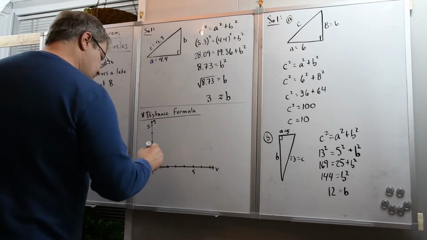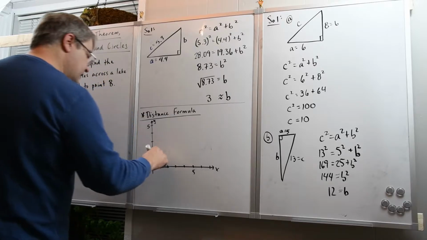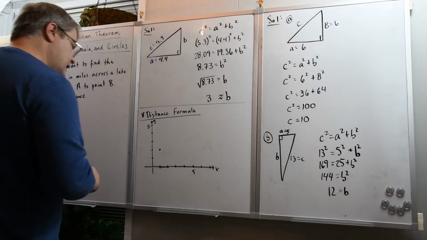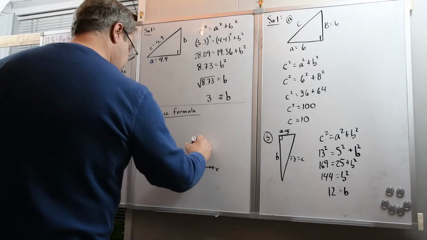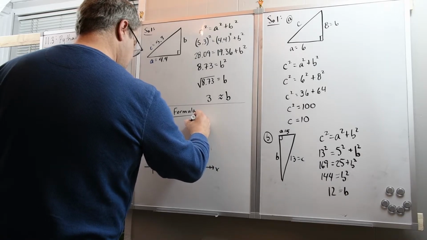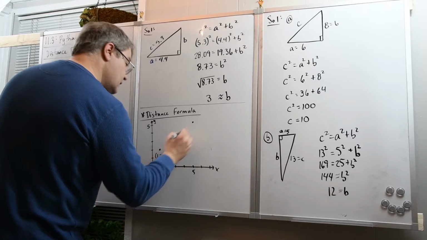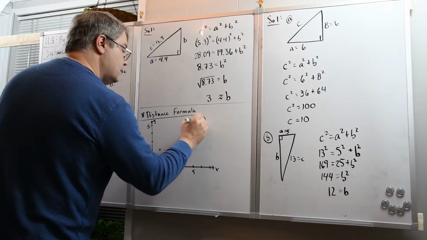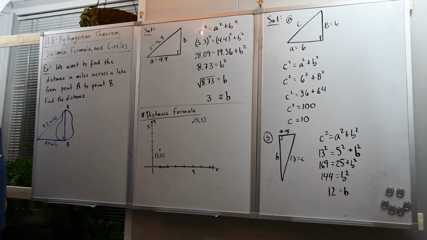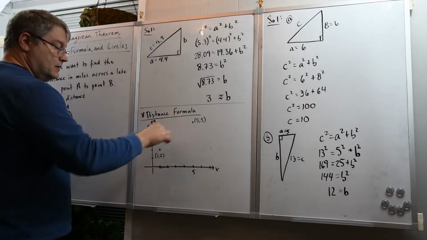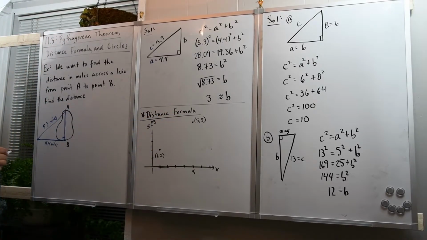And what I'd like to do is put a point here, maybe at 1, 2. And I think my other point I'm going to put here at 5, 5. So we'll have 1, 2, and then we'll have 5, 5. My goal is to figure out the distance between these 2 points in the plane.